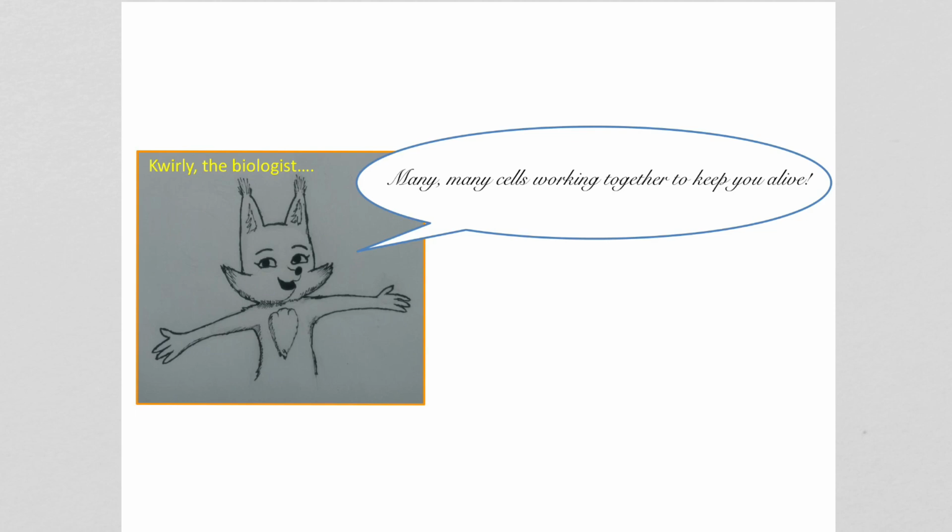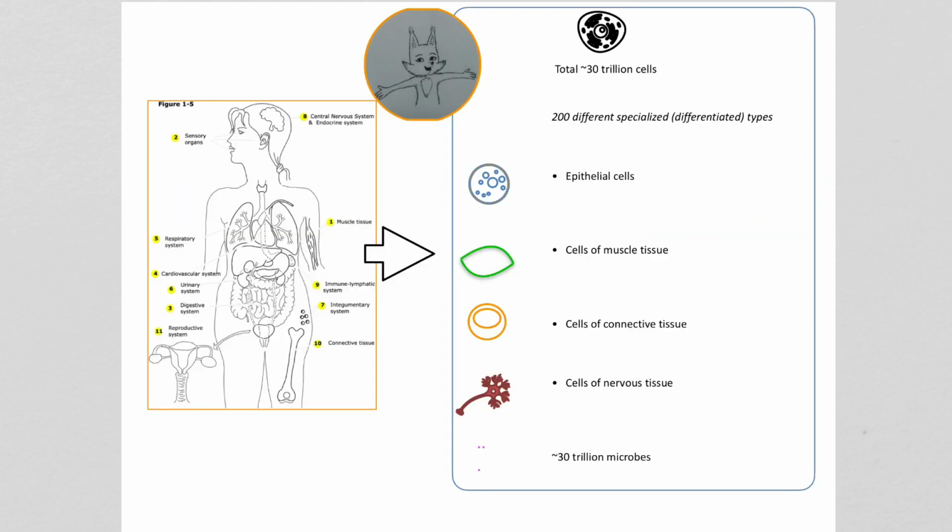So if we ask this question to a biologist, or Cooley the biologist, she will say, well, who are we? We are basically many cells working together to keep us alive. From the biological science point of view, we have about 30 trillion cells. Some sources will say 50 trillion, 60 trillion, but let's say approximately 30 trillion total cells. These 30 trillion cells are composed of about 200 different specialized cells.